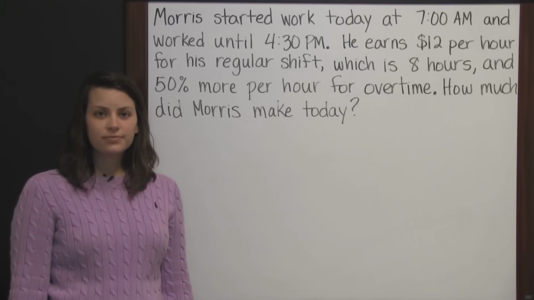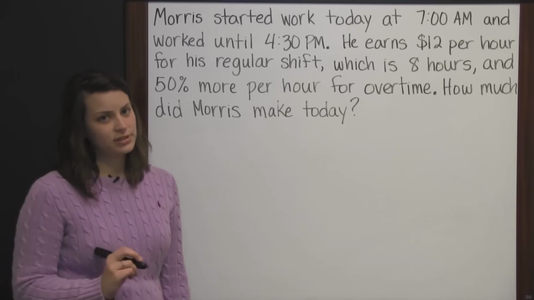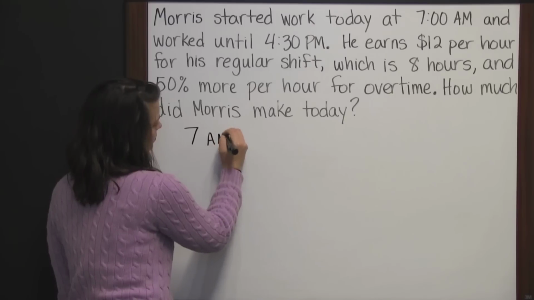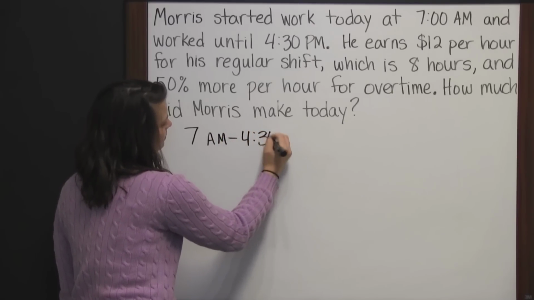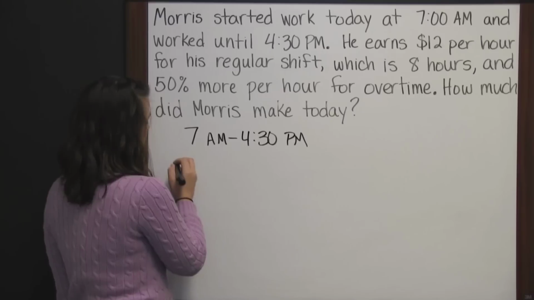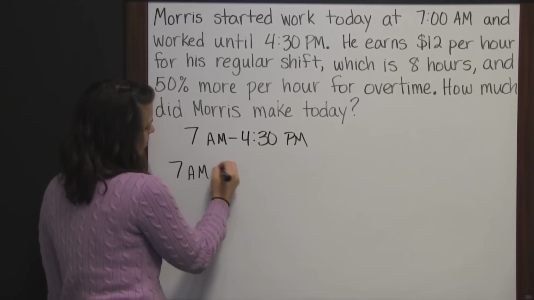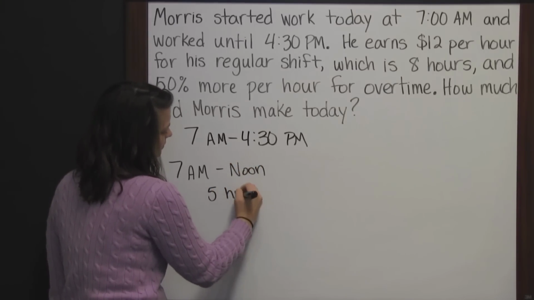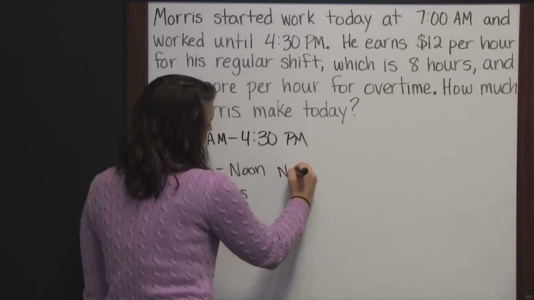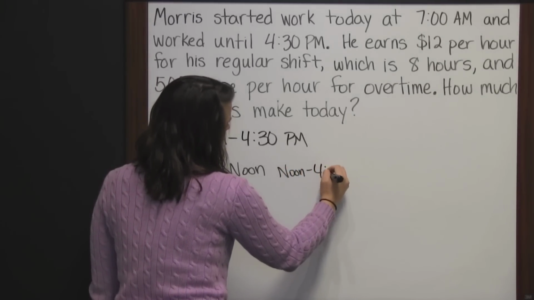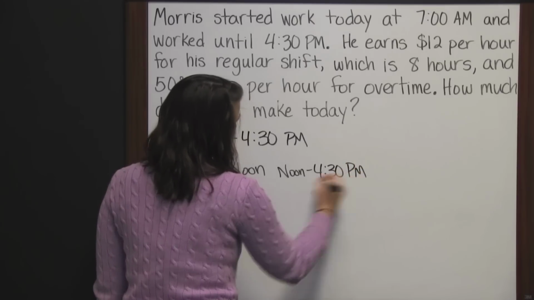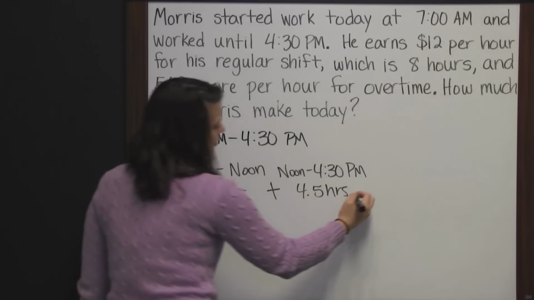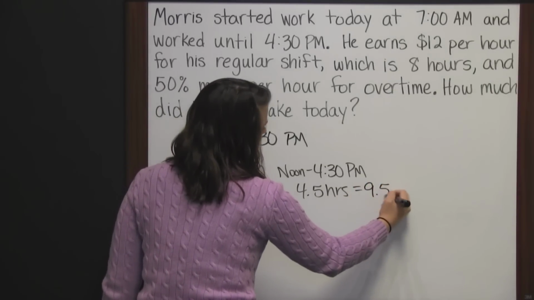The first thing we want to do is find out how long Morris worked. So if he worked from 7 a.m. to 4:30 p.m., then from 7 a.m. to noon, that's 5 hours. And from noon to 4:30 p.m. is 4.5 hours, which means he worked for a total of 9.5 hours.